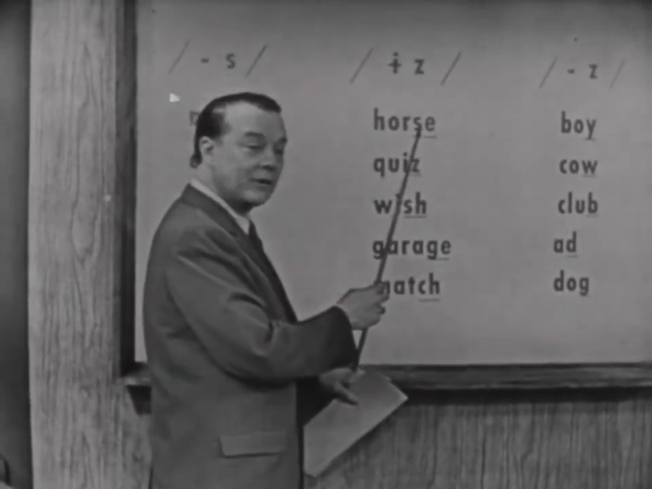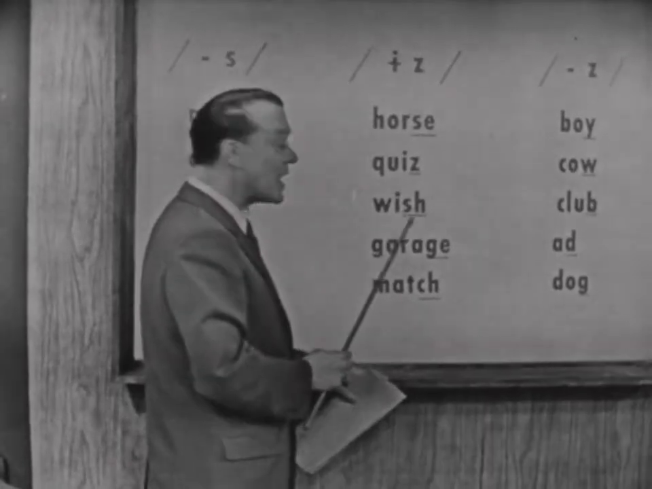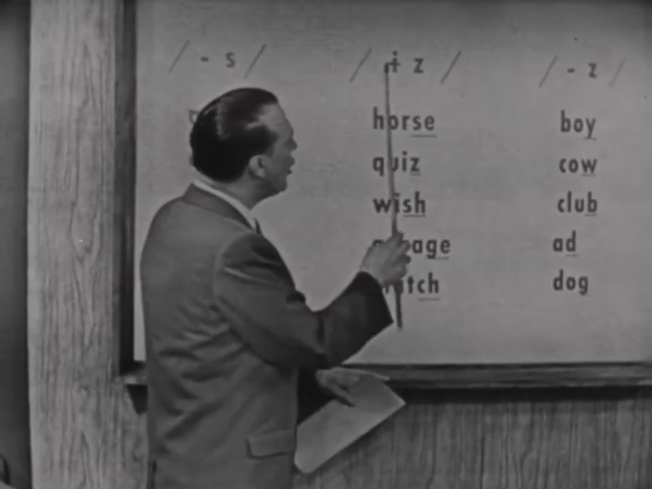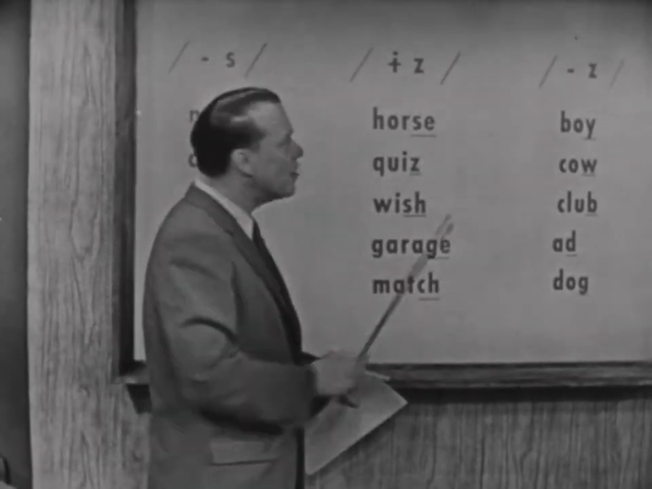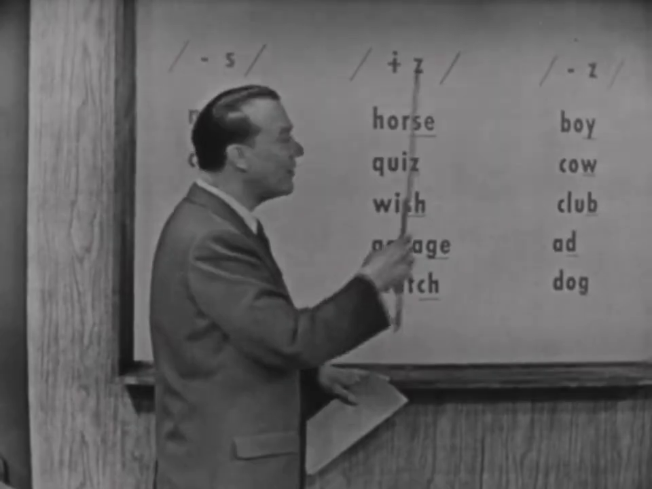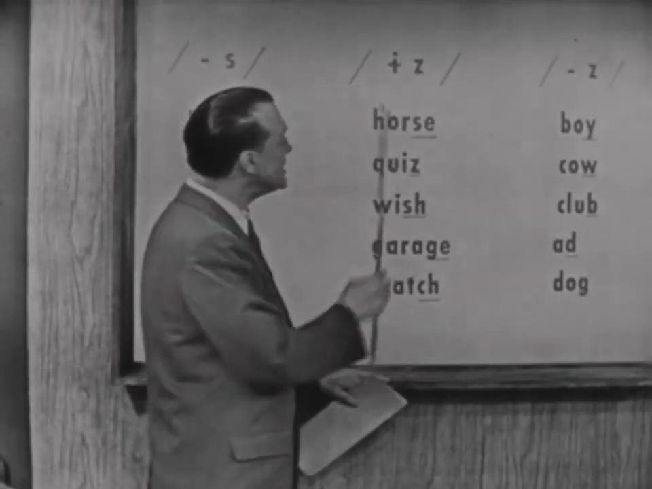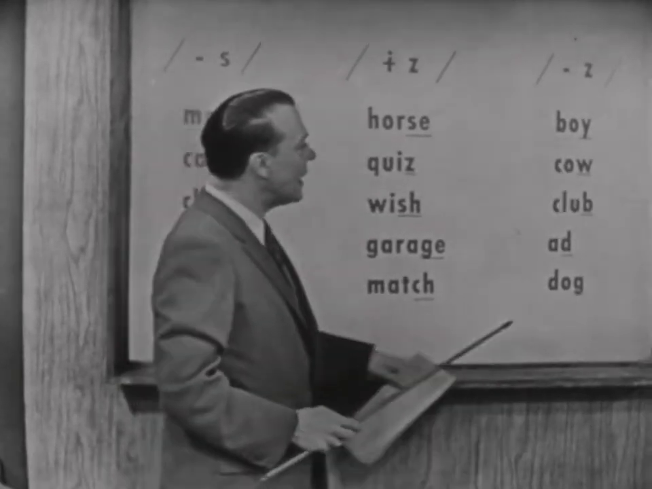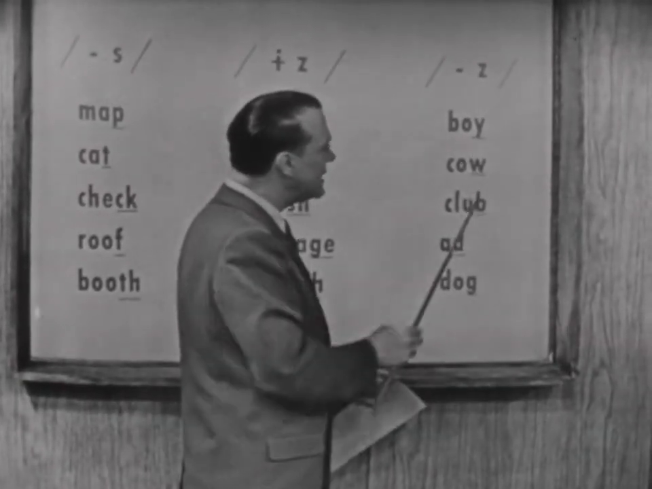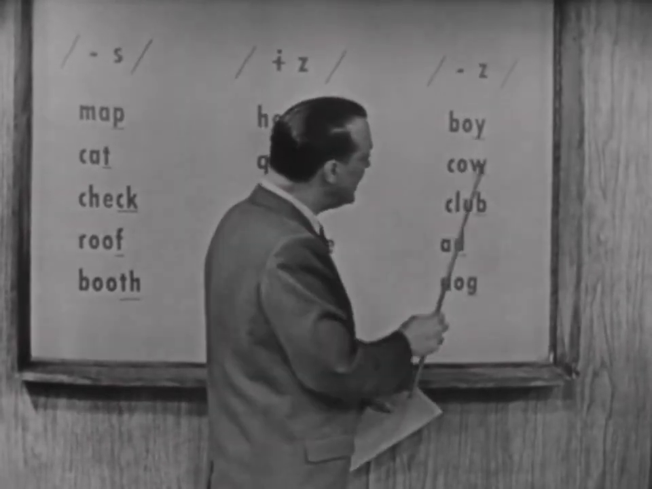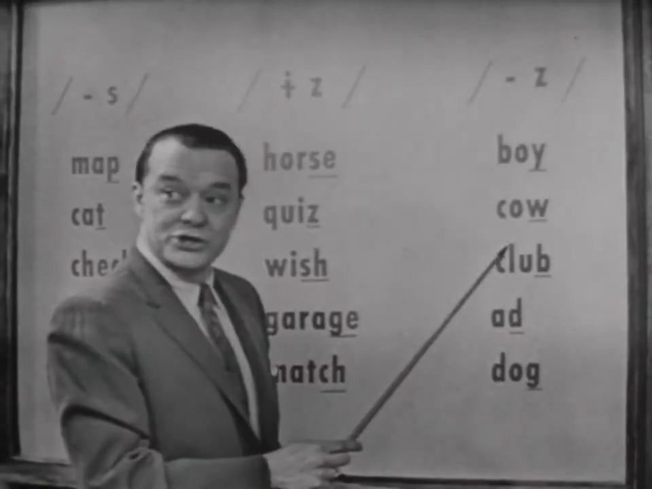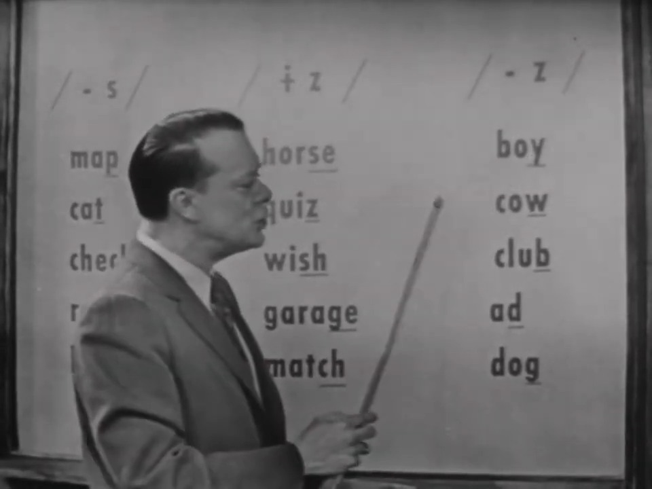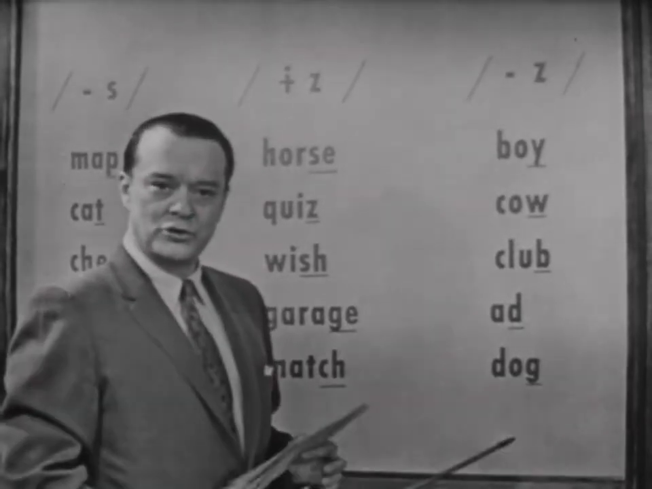Notice that when I have a spirant like horse, z, quiz, sh, wish, j, garage, or an affricate like match, this is going to demand a barred IZ. The regular recurring allomorph of the big Z1 plural morpheme is now going to be barred IZ. Two horses, two quizzes, two wishes, two garages, two matches. Any other sound, that is, if the singular ends in any other phoneme, as in the case of these semivowels, boy, cow, or these voiced stops, club, add, dog, that is going to demand a Z. Two boys, two cows, two clubs, two adds, two dogs.